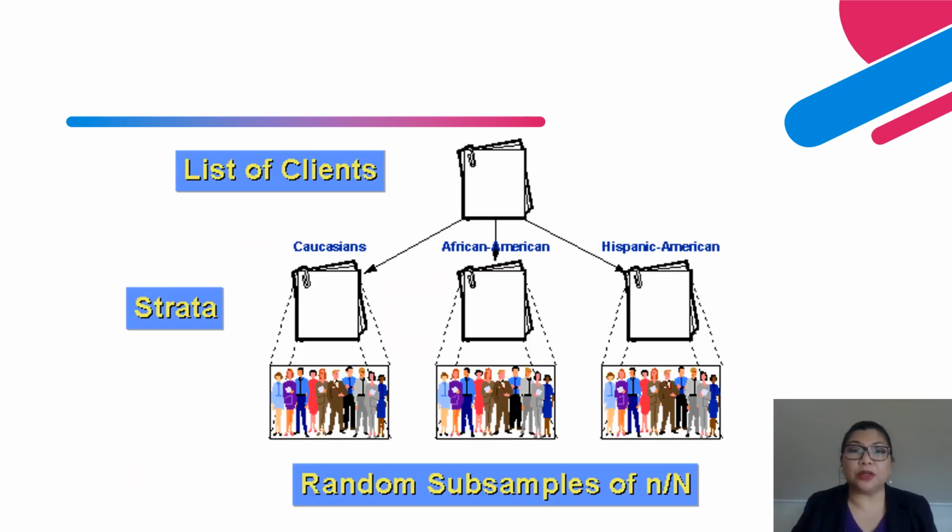So this is just another example. You have a list of clients here, and you want to stratify it according to their ethnicity, for example, Caucasians, African Americans, Hispanic Americans, and you do a random sampling or certain sampling within each stratification or each of the subgroups.